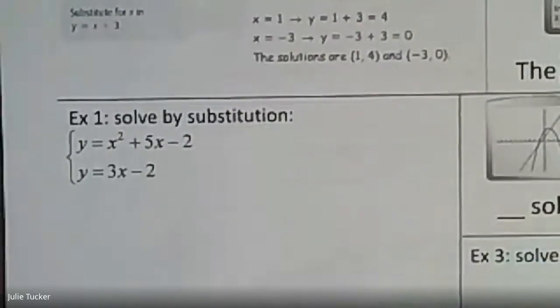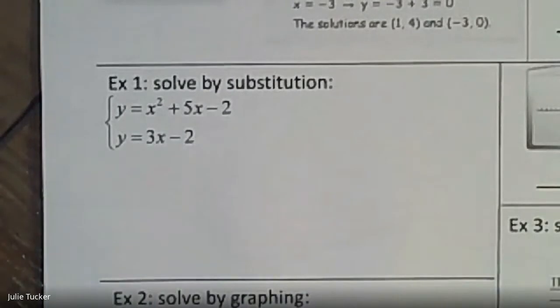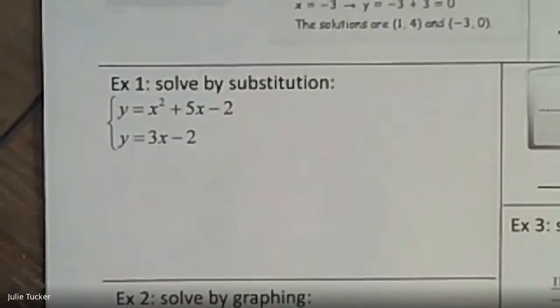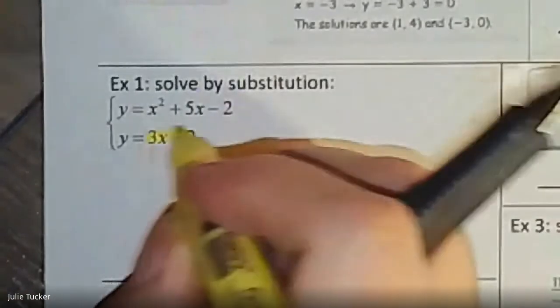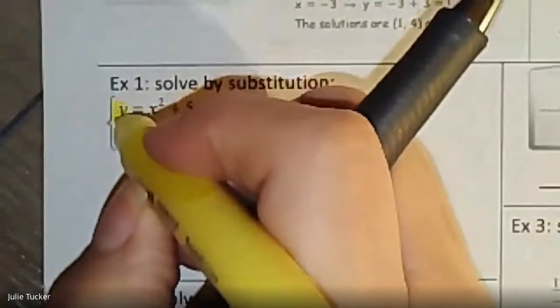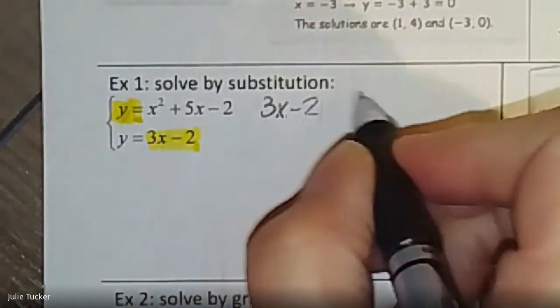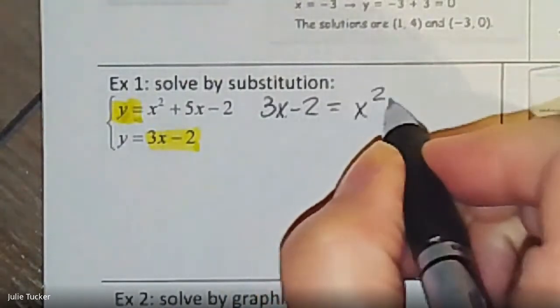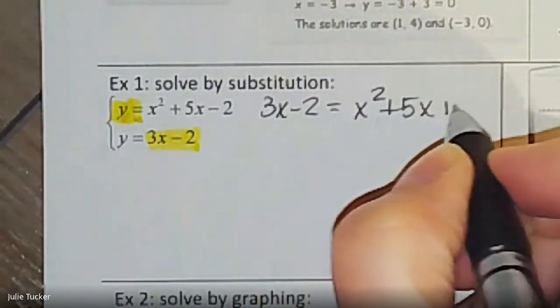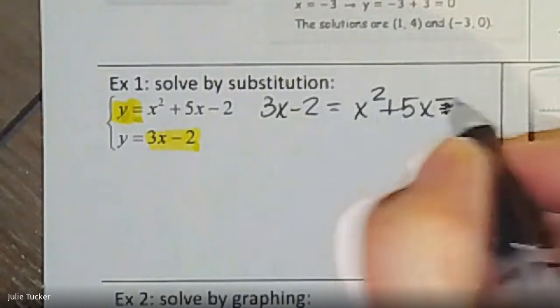Okay. Yeah. All right, so let's go ahead and do one. This one says to solve it by substitution. So if I were going to solve by substitution, then that would mean I would take this chunk that y is equal to and use it to replace the y in the other equation. Yeah, I remember that. Good. So you would have 3x minus 2 equals x squared plus 5x. Just kidding. That's supposed to be a minus sign. Minus 2.